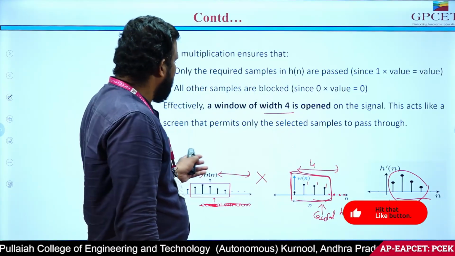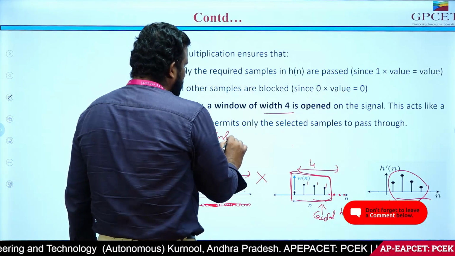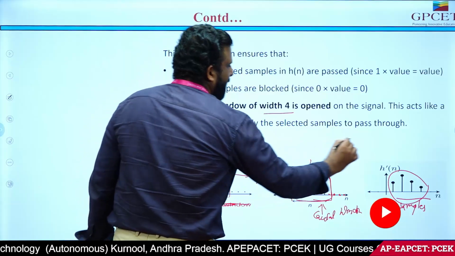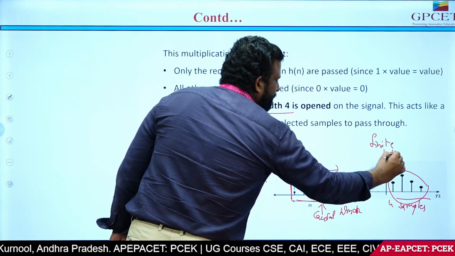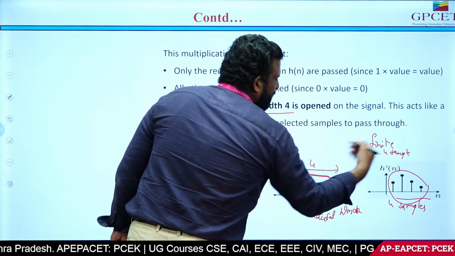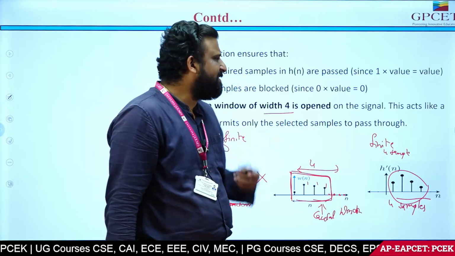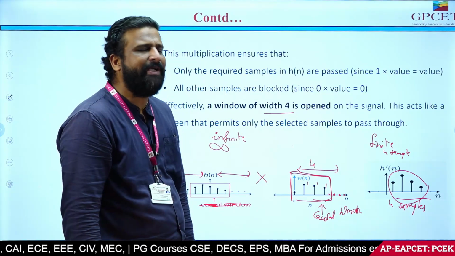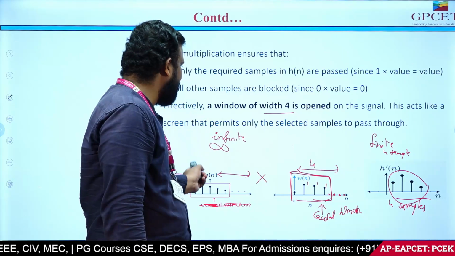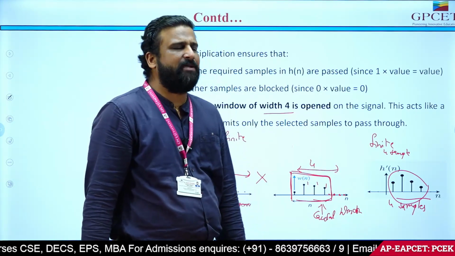So like this, we are going to convert the infinite sequence into a finite one. That means our agenda here is 4 samples. From infinite to 4 samples, we have converted with the help of the windowing technique. This is the process of how we use the windowing technique for the conversion of the infinite signal sequence to finite sample sequences.